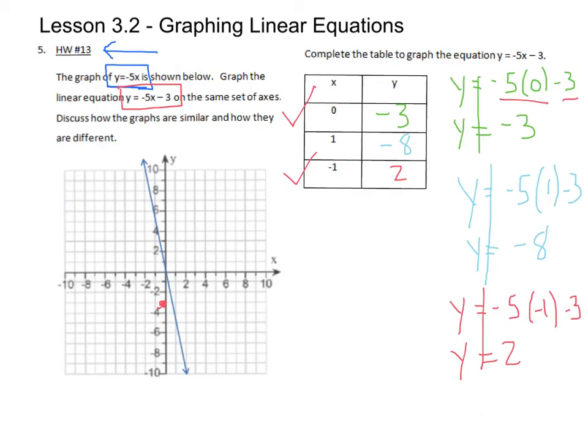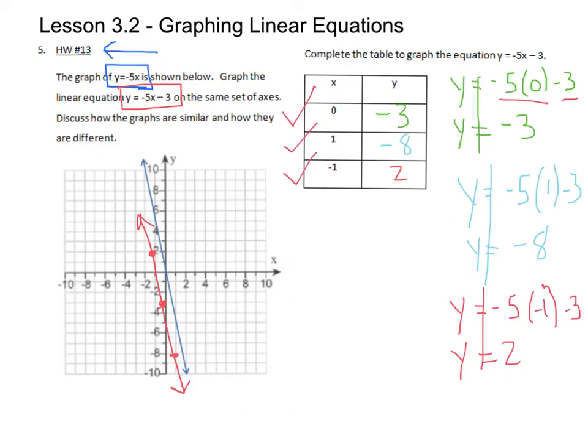So we go over negative 1, we go up to positive 2. There we go. And that's all we technically need. But just so you can see the point a little bit better, I'm going to go ahead and plot this third one. Positive 1, negative 8. So we go over positive 1, we go down to negative 8. And there we go. So I'm going to try to draw a straight line. It might be challenging, but I'm going to try my best. And that's not great, but I'll give myself a B minus.